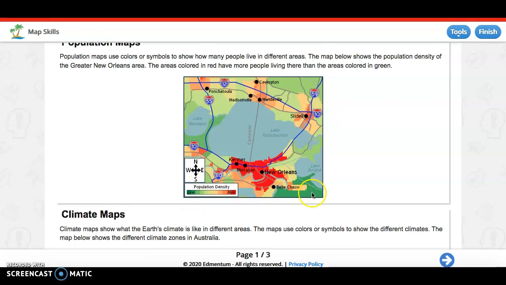So if it's more towards the green end of the scale, it's going to be a lower population density, meaning not that many people living there. But as you get closer to the color red, it's going to be a more condensed area, meaning a higher population density or more people living there. So this red area has a lot of people living there. This dark green area doesn't really have that many people living there.